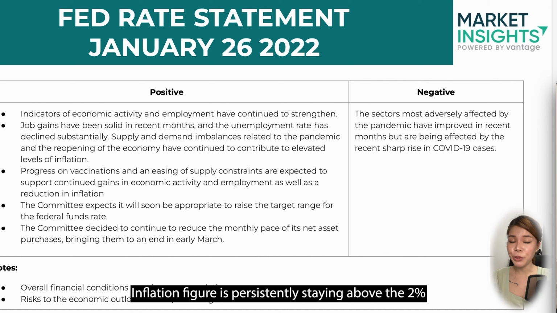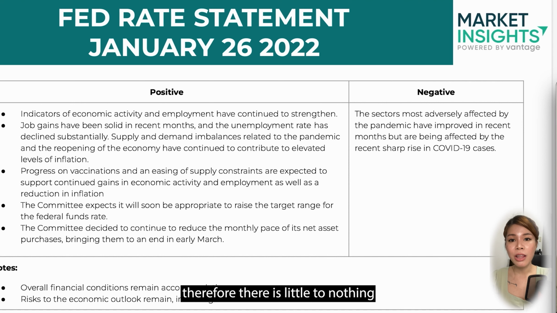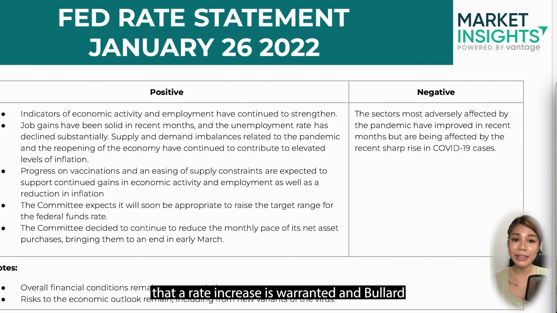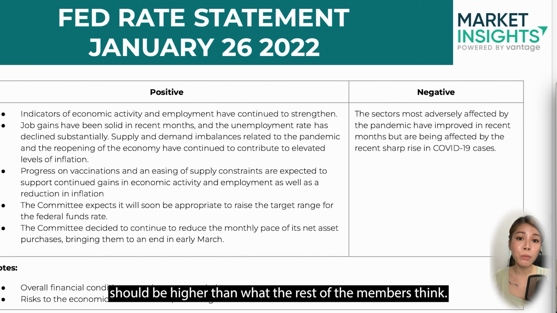Inflation figure is persistently staying above the 2% target. The economy and employment are both strong. Therefore, there is little to nothing that holds back the Fed from being stingy with a rate increase. Moreover, all FOMC members agree that a rate increase is warranted, and Bullard even believes that the rate should be higher than what the rest of the members think.